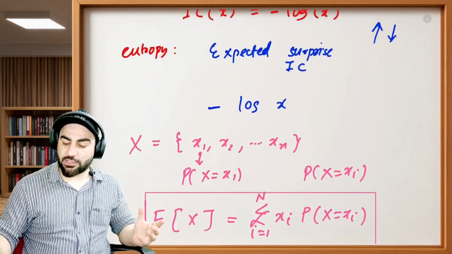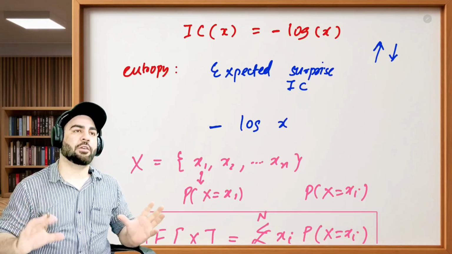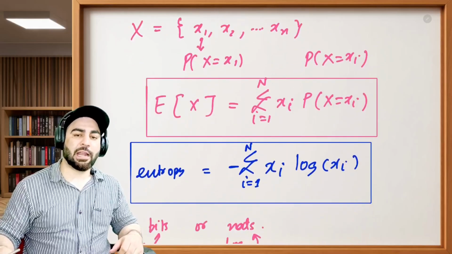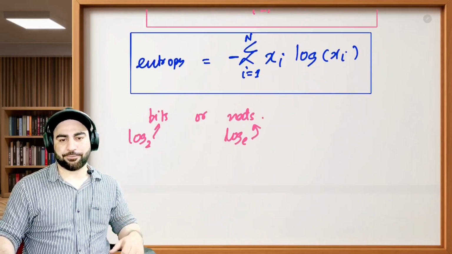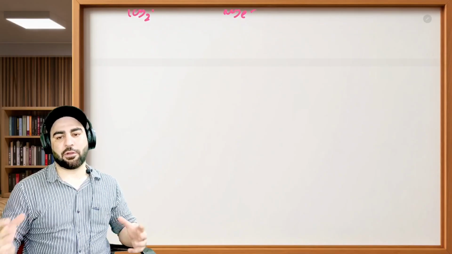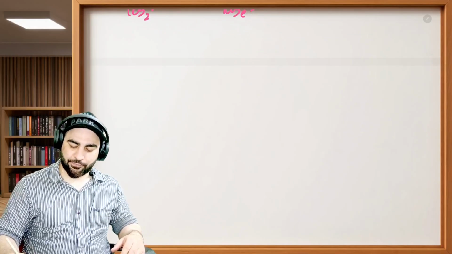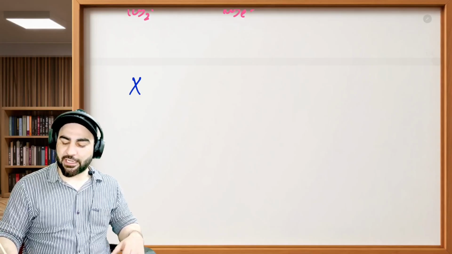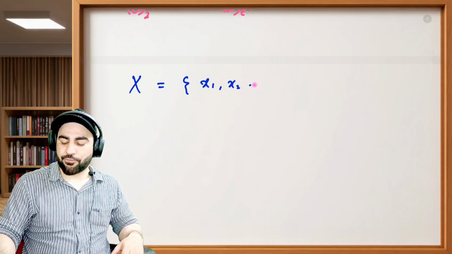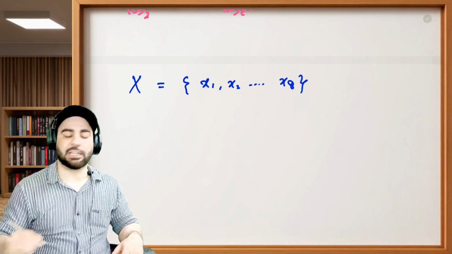So this is log x. If you say log to the base e, you will say this much information content is there. So entropy and information content will have the same units. Let's suppose you take a random variable x which can take 8 values. It can take x1, x2 till x8. These are the values it can take.